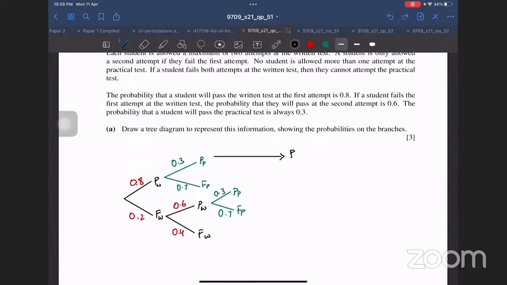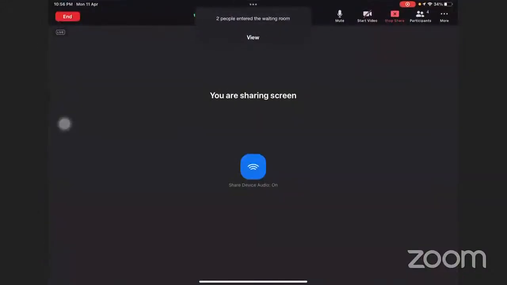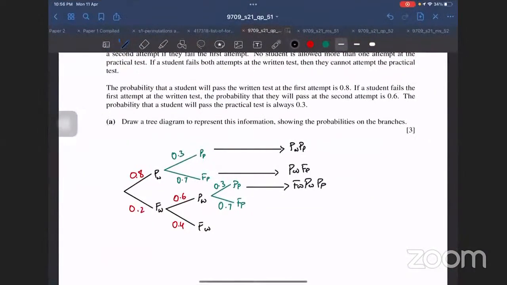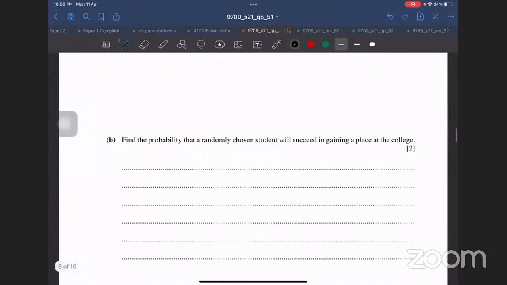PW and PP, PW and FP, FW, PW, PP, FW, PW, FP, and FW, FW. Okay, there's a tree diagram. Let's see what it says.